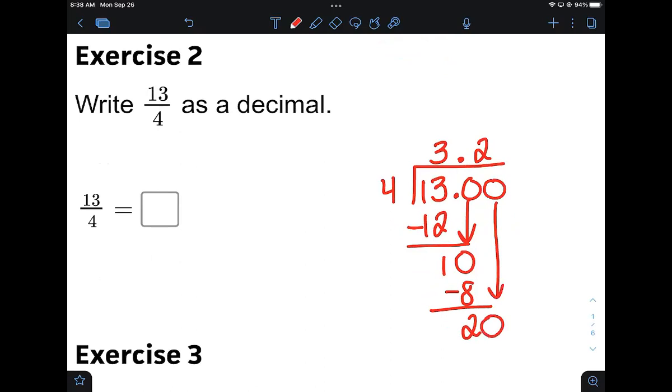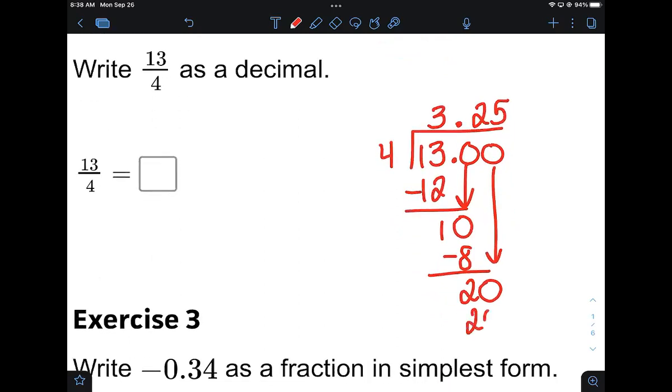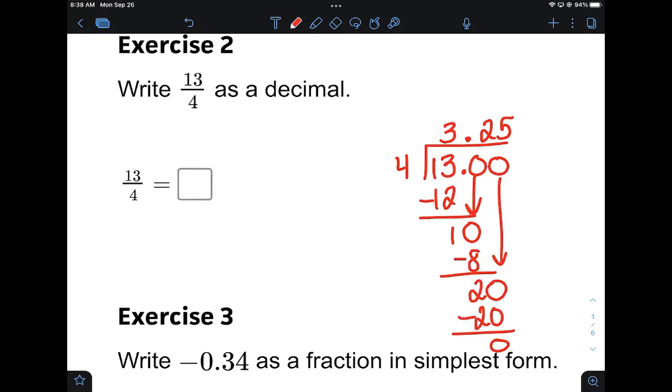4 goes into 20 5 times. That's going to give me exactly 20. Get that remainder of 0. So 13/4 is the same as 3.25.